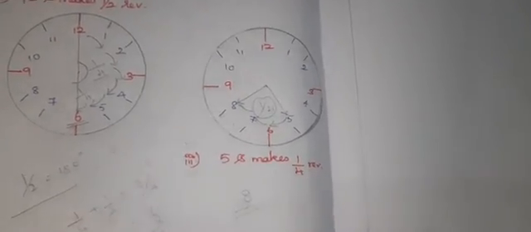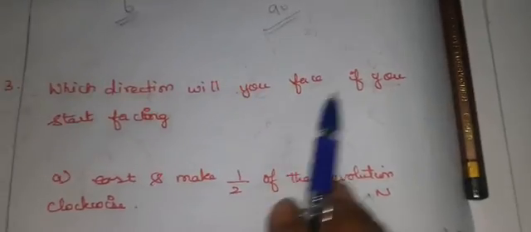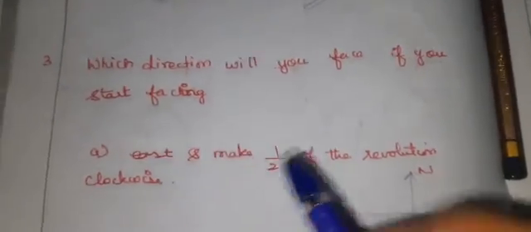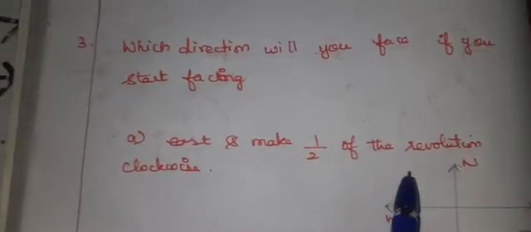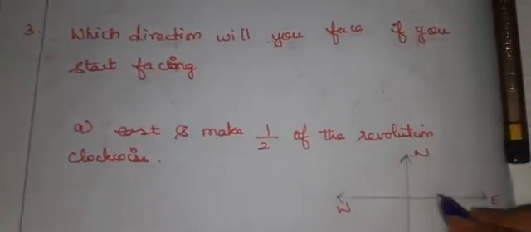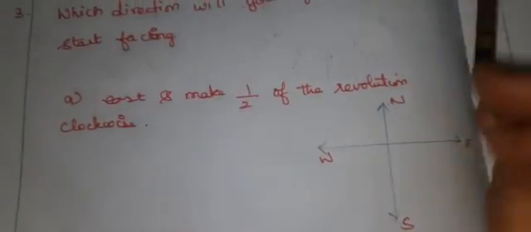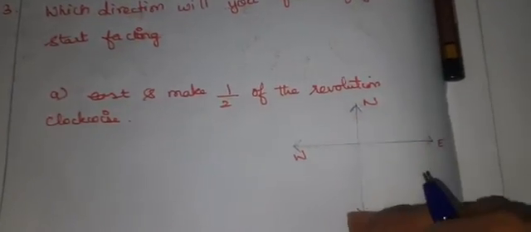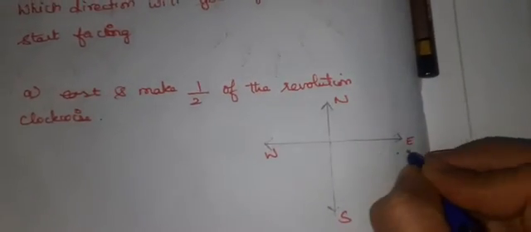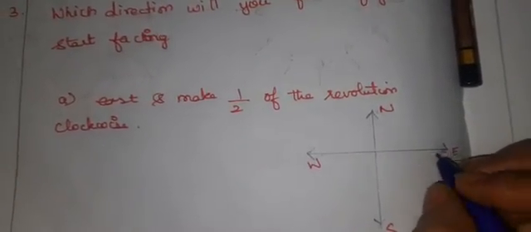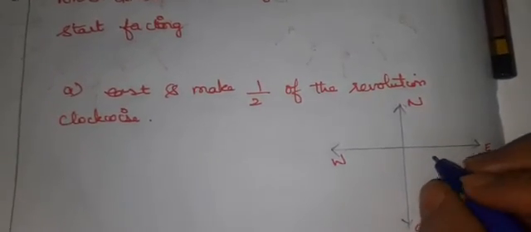Now let's solve the third main. First problem, which direction will you face if you start facing east and make half of the revolution clockwise? So you are standing in east. See here, now I have drawn the directions as north, south, east, west. So here you are in the east and you are moving in the clockwise direction and making half the revolution.